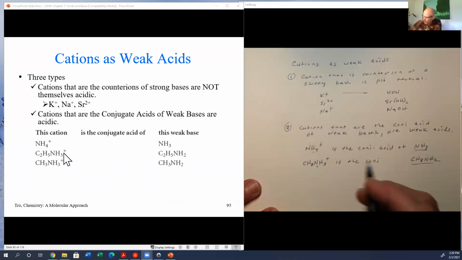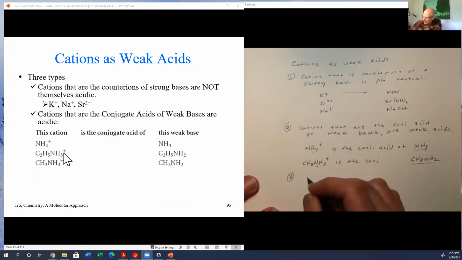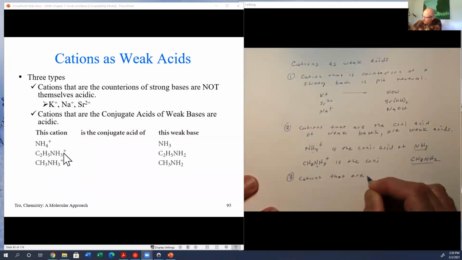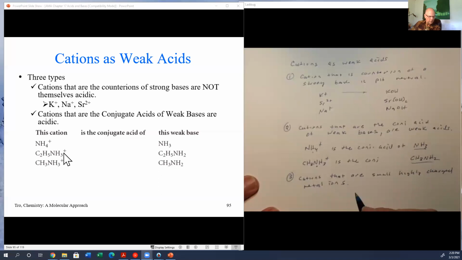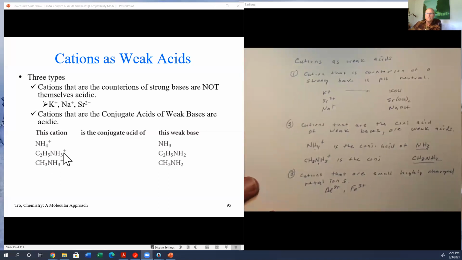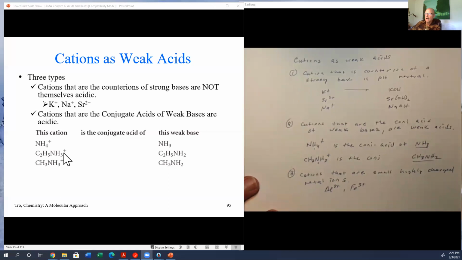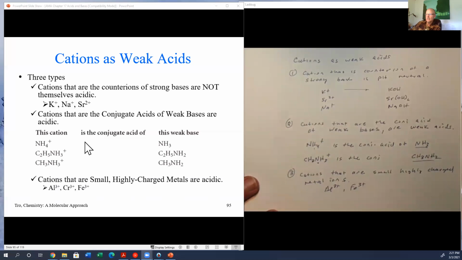And then lastly, the third category is cations that are small, highly charged metals. Highly charged metal ions, things like Al3+ and Fe3+. By small, highly charged metals, I mean metals that are towards the top of the periodic table and not towards the bottom, and ones that have big charges like 3+. Okay. And these are also acidic.